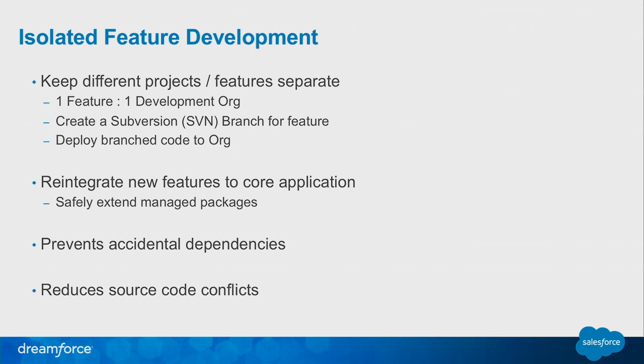So we want to keep all our new features or our projects separate. We don't want to be having multiple features in one dev org. So we have a ratio of one feature to one development org. And we have one SVN branch that corresponds to that dev org. And we deploy that branch code into the dev org.